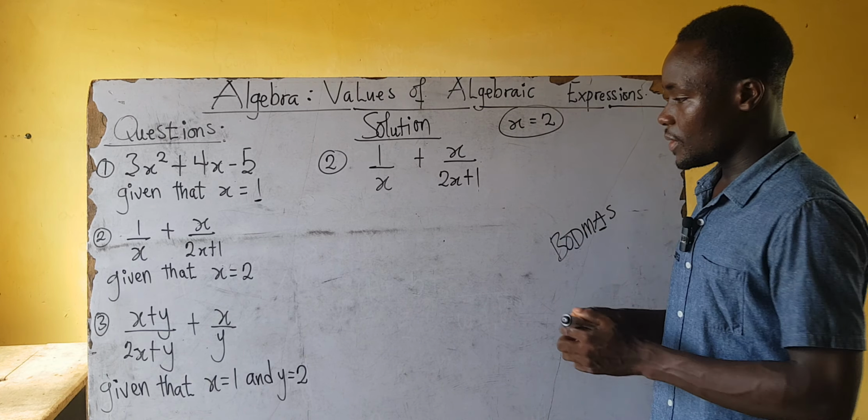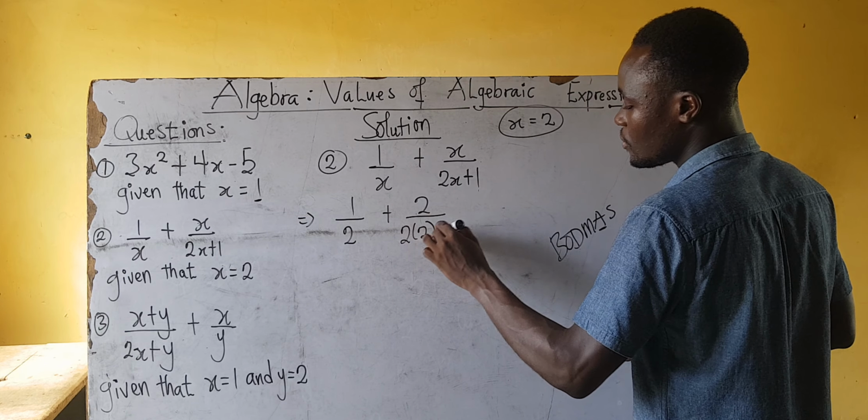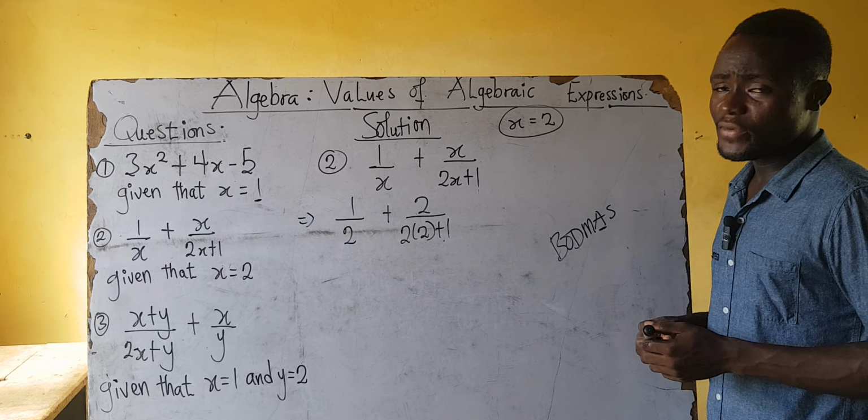So here I have 1 over 2. Remember, x here is 2, so I'm going to substitute 2 over there. Now plus x here is 2, so 2 over 2 in a bracket, x is 2, so 2 plus 1. I believe you are getting it. All right, so let's continue.